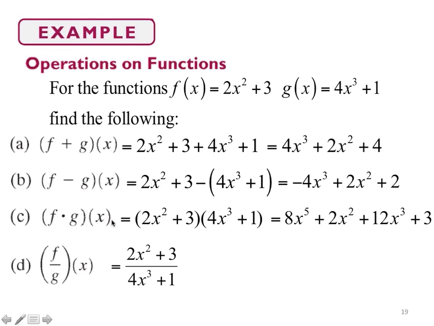Now f of x divided by g of x, all you do is you take your first function that's in the numerator, 2x squared plus 3, and divide it by 4x cubed plus 1, and that's it. Now if it asks you to simplify, it might be possible that you can factor f and g and then cancel some terms. So you may want to keep that in mind.